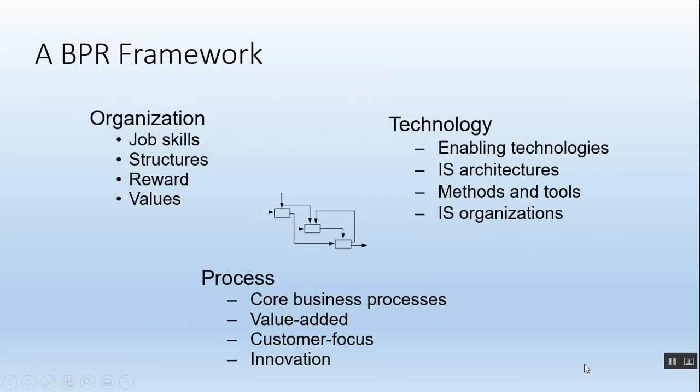A business process reengineering framework takes a look at all aspects of a process. It's the organization, the skills, the structures, the values, the reward systems, the enabling technologies that are available, the organizations and architectures that exist, and the processes themselves, the core business processes, and judging them against their value add, the customer focus, and continuing to innovate to make sure that they are more customer focused and value adding.